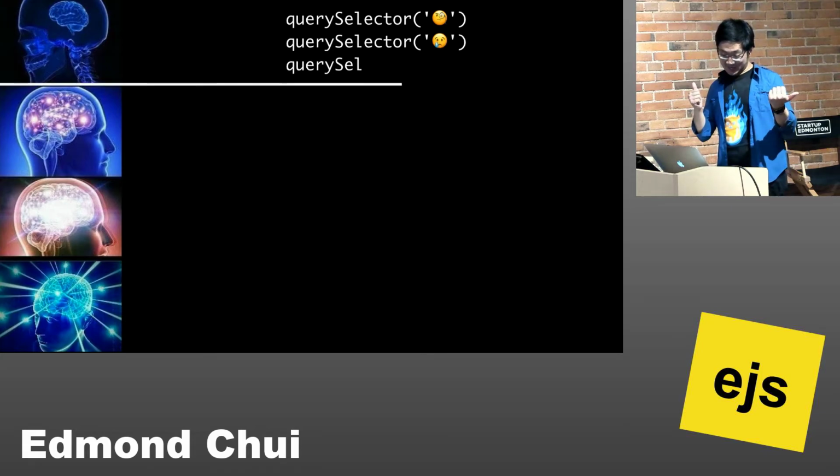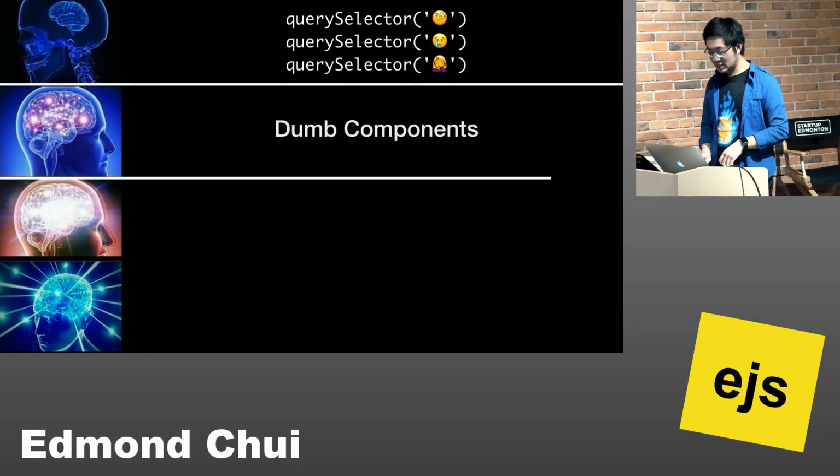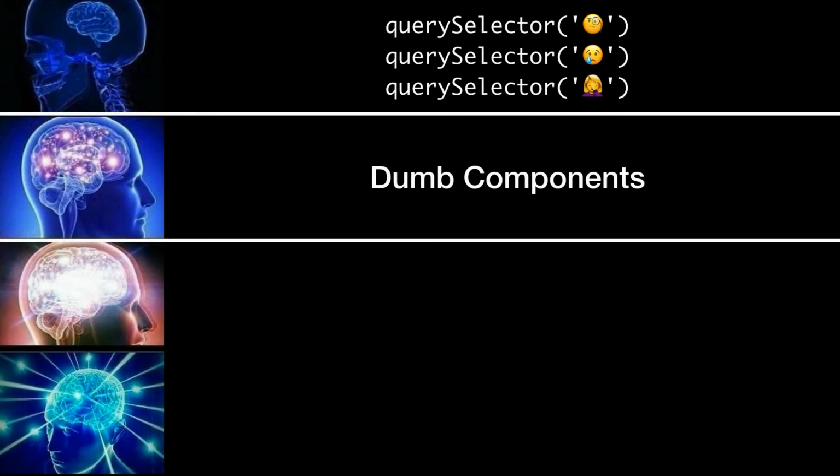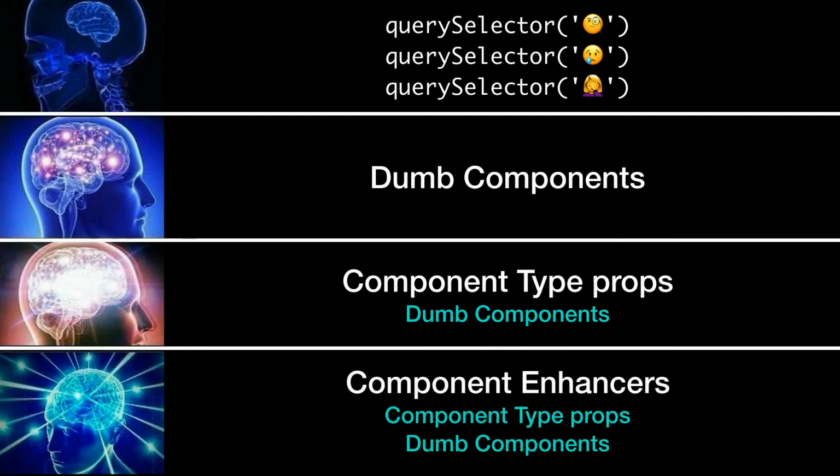So now let's look at what we had before. A bunch of query selectors to drill into the guts of the component. And we started writing dumb components along with passing component type as props. And along with component enhancers, there you can have your React app engineered for testability.